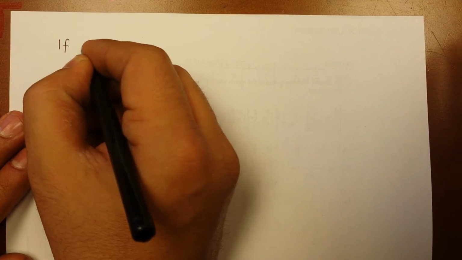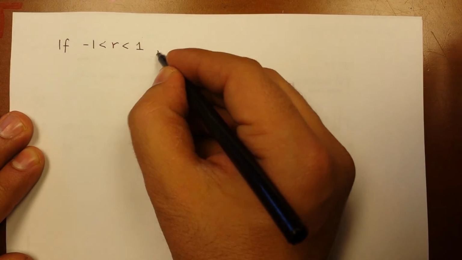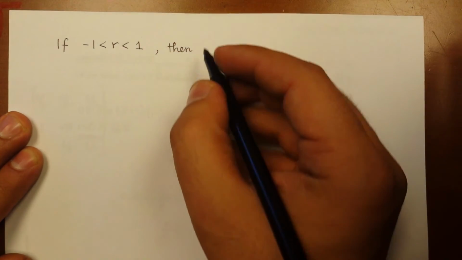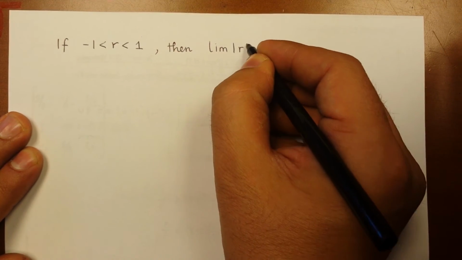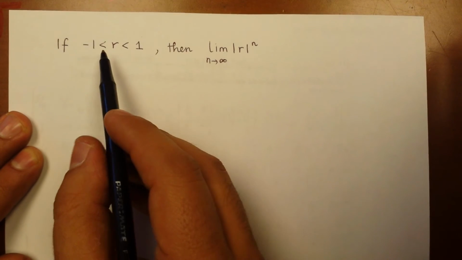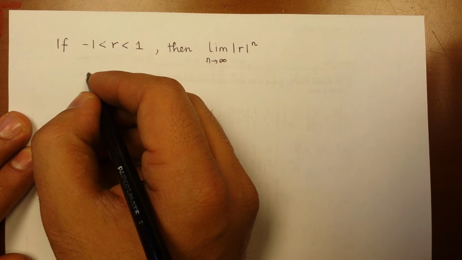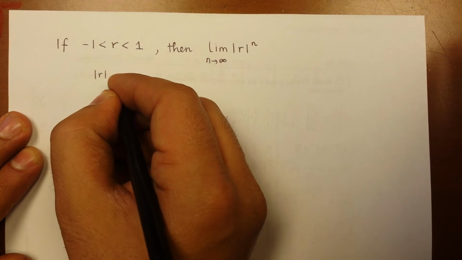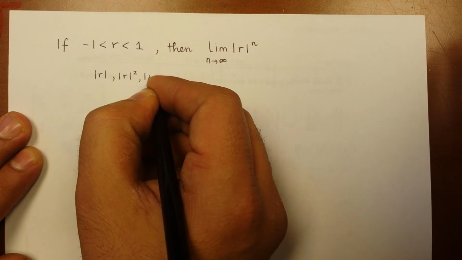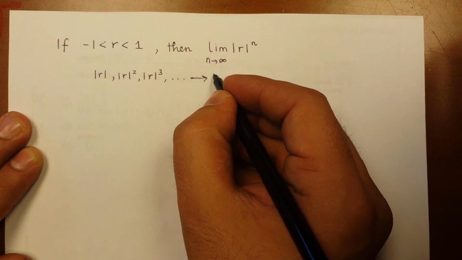Here is the way. We can just see if -1 is less than r and r is less than 1, then what do you think about the limit of the absolute value of r to the power n as n goes to infinity? Now look, if r is between -1 and 1, and you take powers of r, then this will be like the absolute value of r, and then the absolute value of r squared, and the absolute value of r cubed, and it will continue this way. But you can see this will converge to 0.